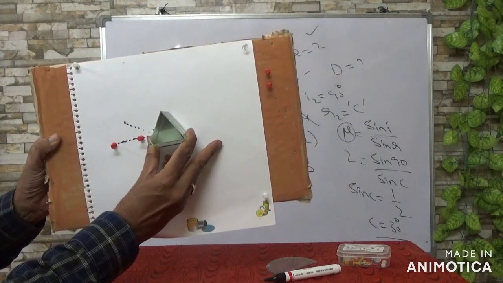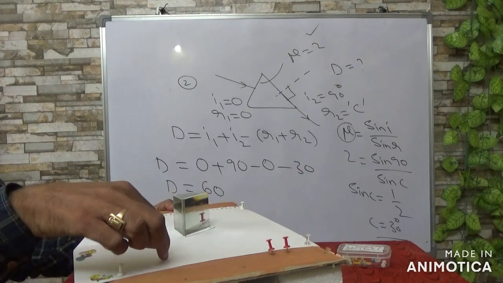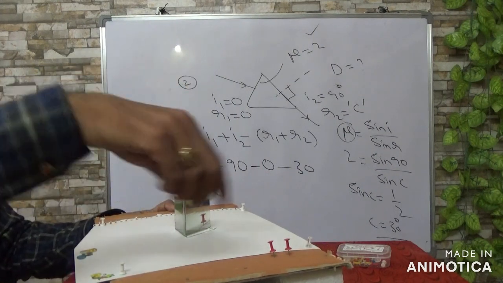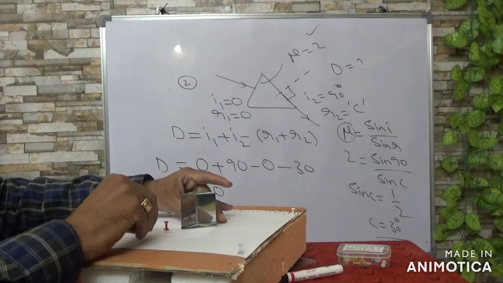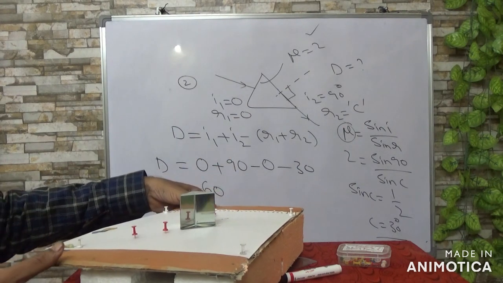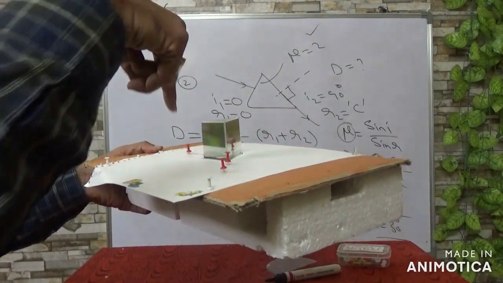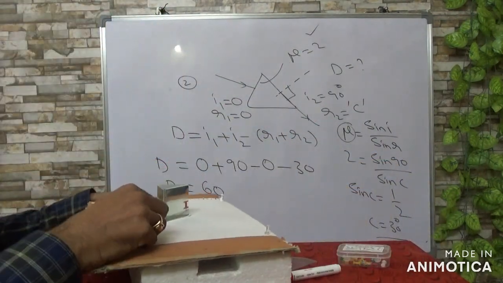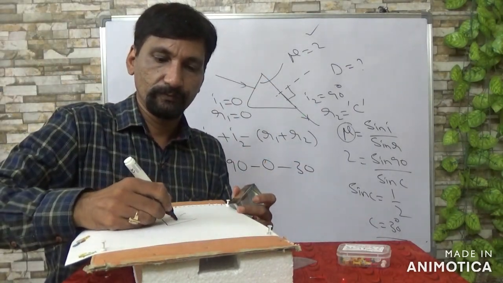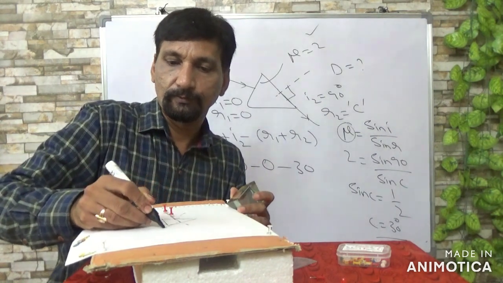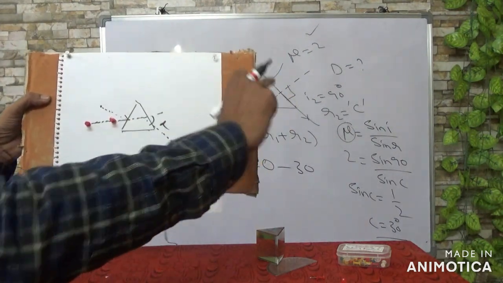So you can observe from the other end. Okay, so you can find those 2 pins. So put more 2 pins straight to them. So now these all 4 are on the same line. Okay. Now so you are extending the incident ray forward.